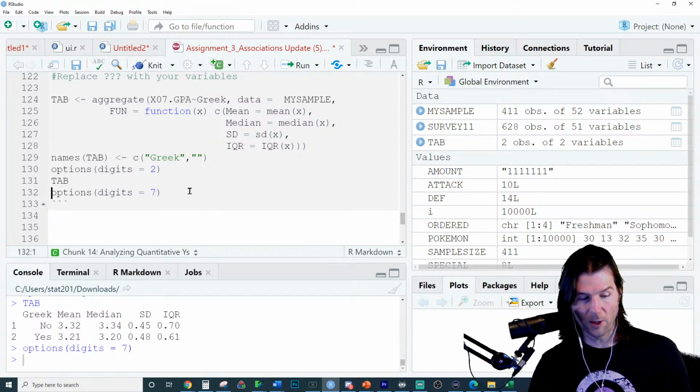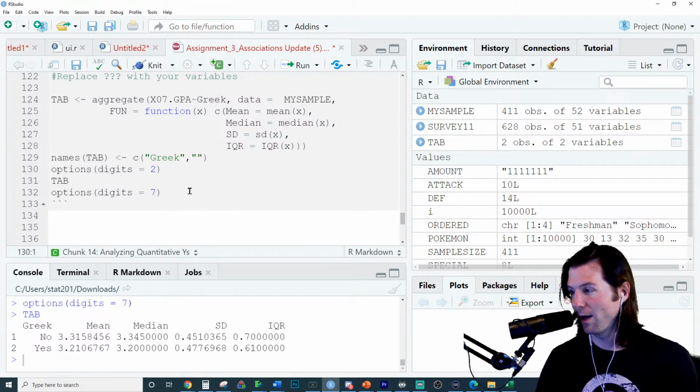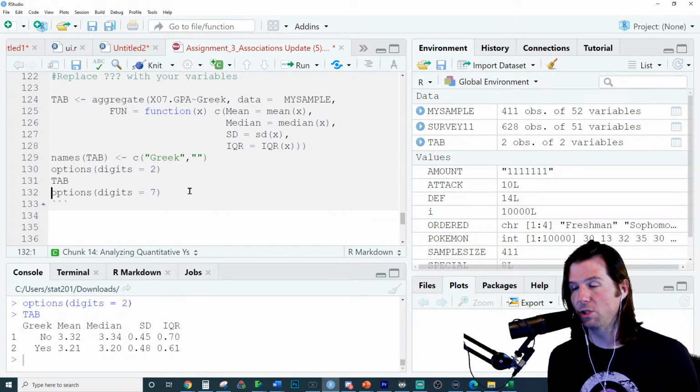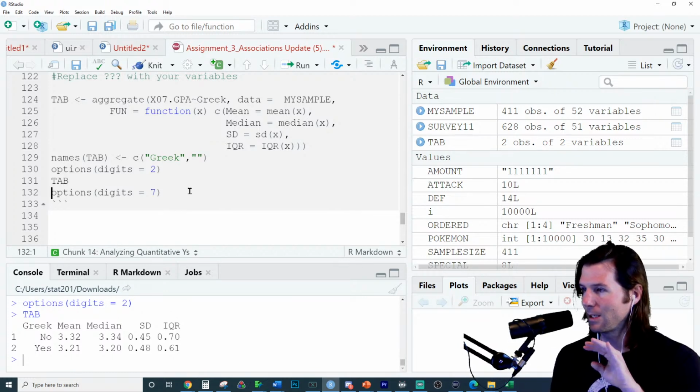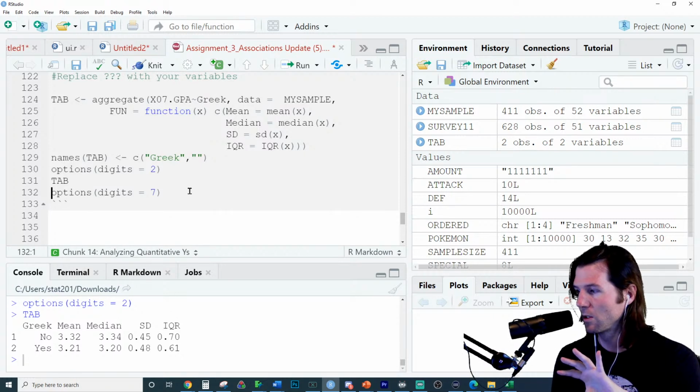I figured that out thinking about how to restart our R. So you can change the digits globally in R. Rather than, because that table has text in it and it has words, so it's getting mad.